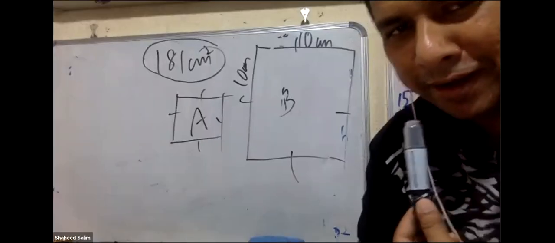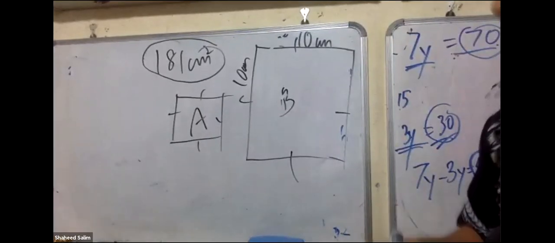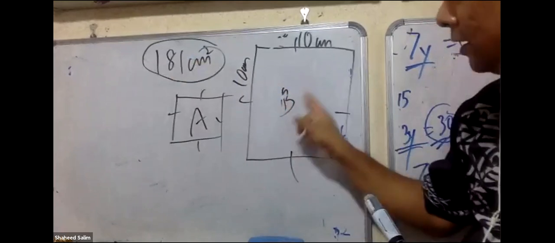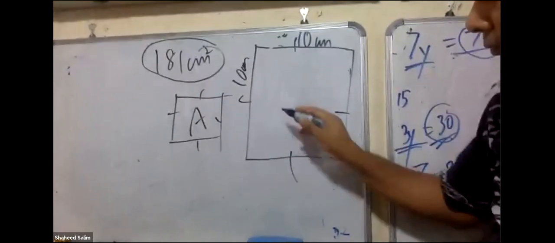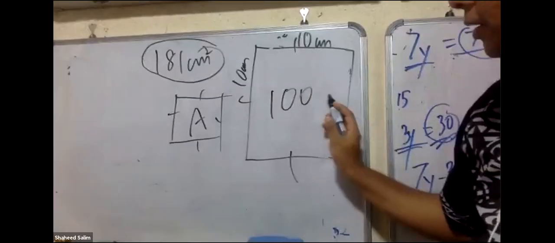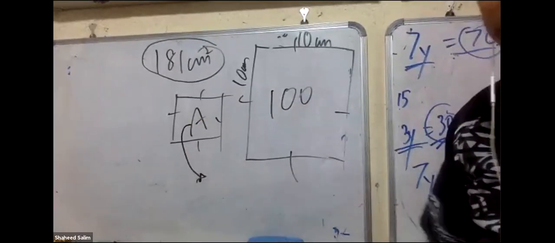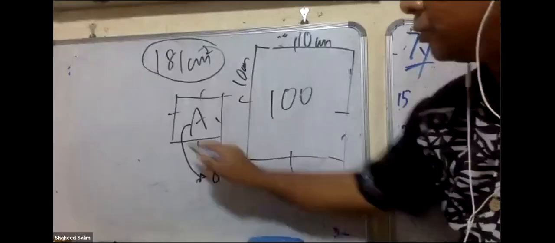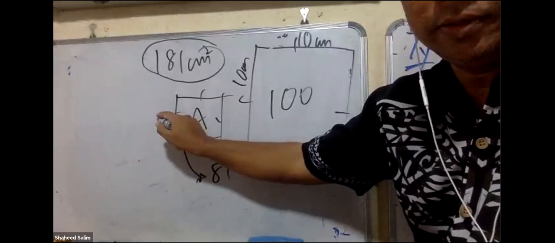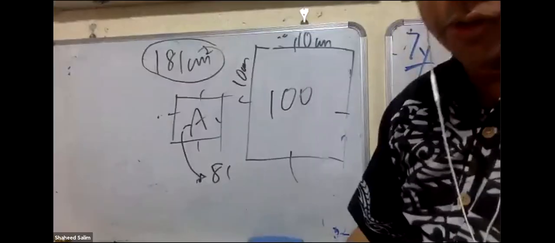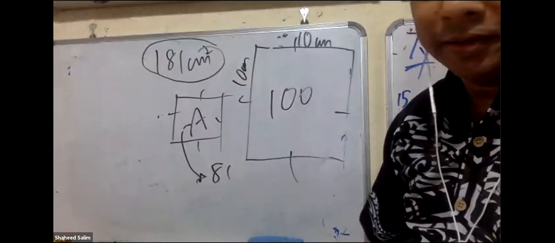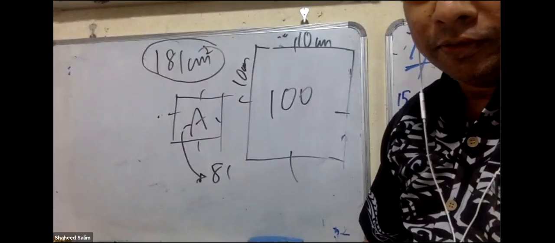Okay, what's your answer, Rahana? Tell me the steps. The total area is 181. What's the area of this square, Rahana? 100. Good. So what is the area of the other square? 81. So what times what equals 81? Don't divide by 2. What times what? 9 times 9. So the answer is 9.